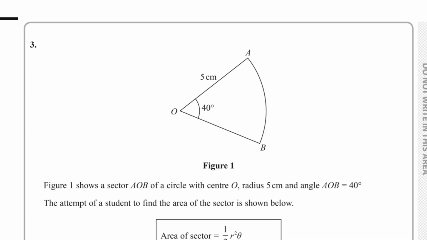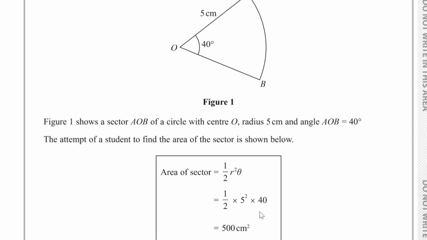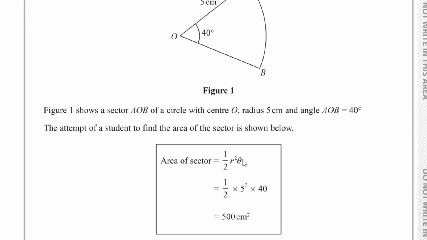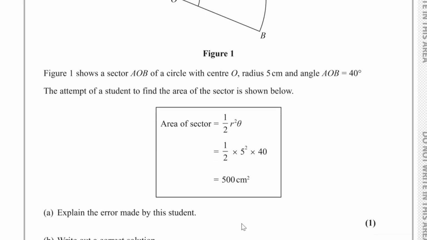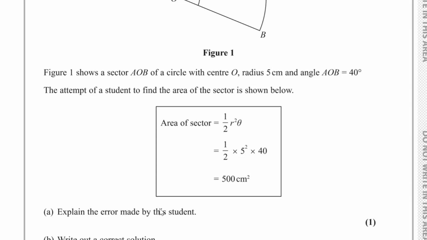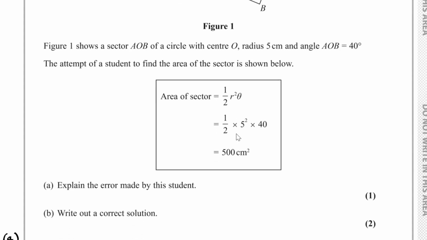Question number 3. Figure 1 shows a sector AOB of a circle with centre O, radius 5 cm and angle AOB 40 degrees. The attempt of a student to find the area of the sector is shown below. Area of a sector is 1/2 r squared theta, so we have 1/2 times 5 squared times 40, which is 500. We have to explain for Part A the error made by the student. They've used 40 degrees. When using this formula, we must ensure theta is in radians.